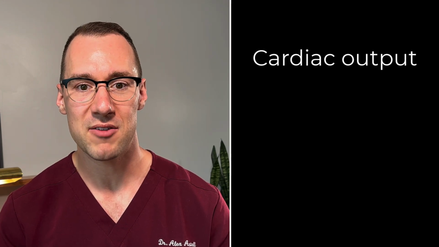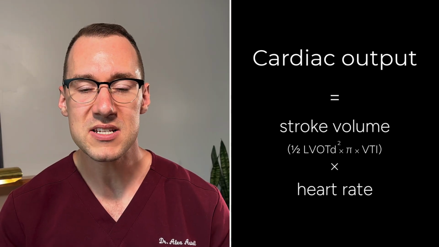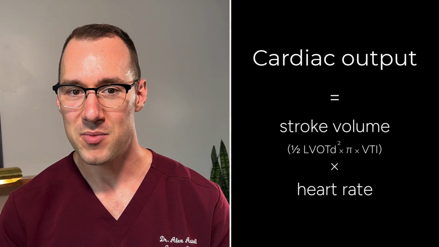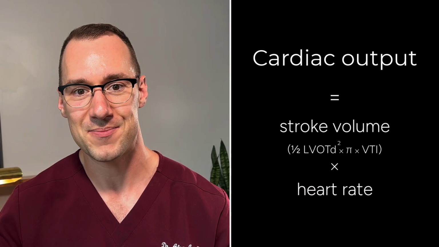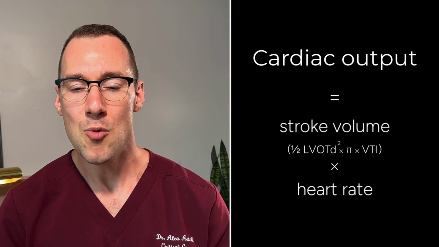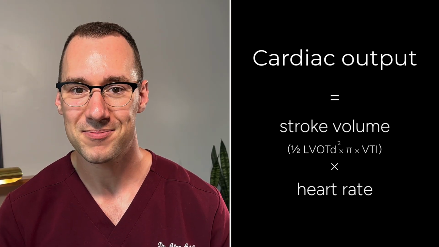Cardiac output, on the other hand, is the volume of blood pumped every minute. It's estimated after measuring the diameter and velocity time integral of the left ventricular outflow tract. If that technique's not familiar to you, make sure you check out my video here on how to do a cardiac output assessment. So unlike ejection fraction, cardiac output estimations give us a functional assessment of the heart's pumping capability.